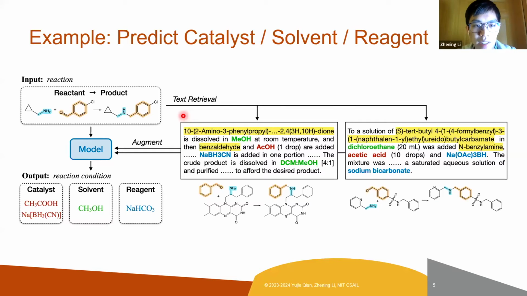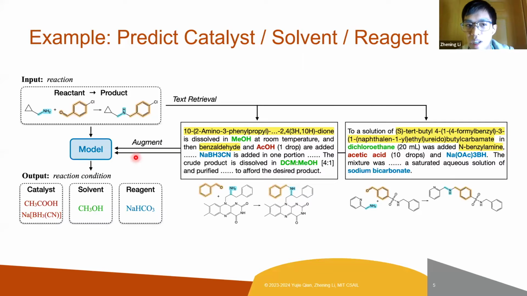When we additionally have an unlabeled text corpus, then the model can take the input and retrieve text paragraphs that it deems to be related to the input. For example, when we have this reaction here, then it can try to find text paragraphs that either describe the reaction or describe similar reactions. And the model can then take this extra information as extra input to enhance its predictions.